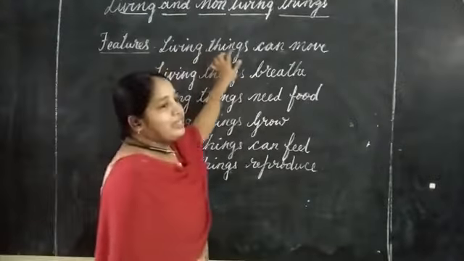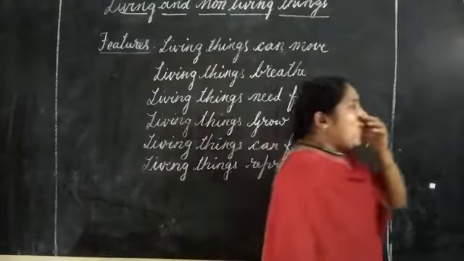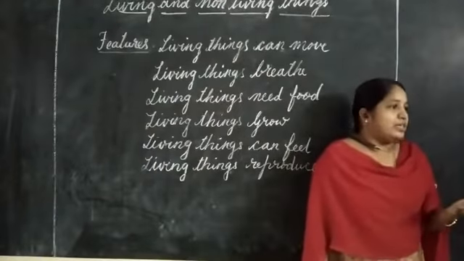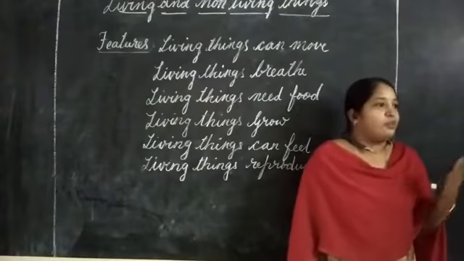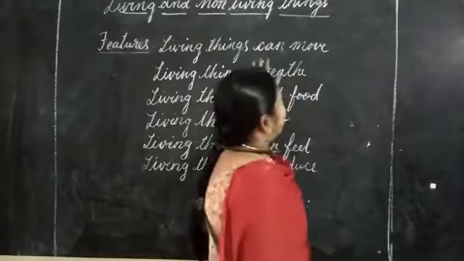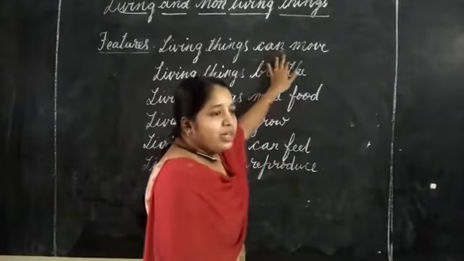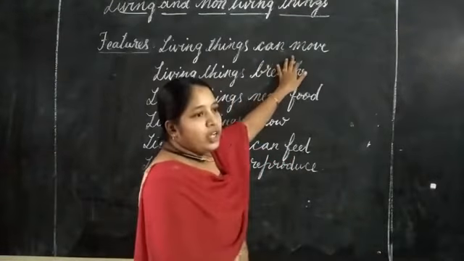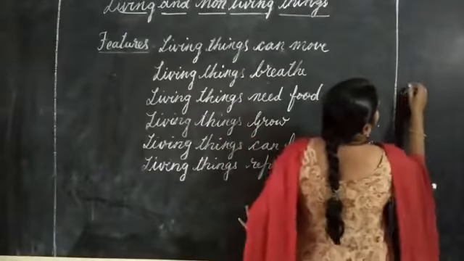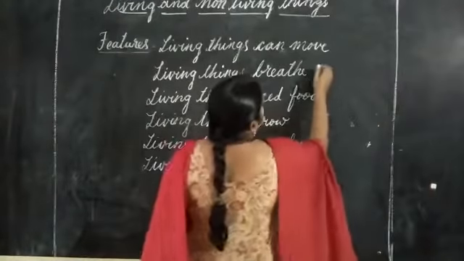First one, living things can move. All living things can move on their own. On their own in the sense they don't need any support to move from one place to another. Why, children? Why can all living things move? In search of food, water, shelter, and to protect themselves from wild animals.